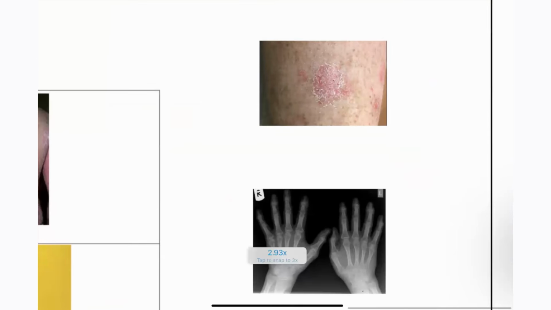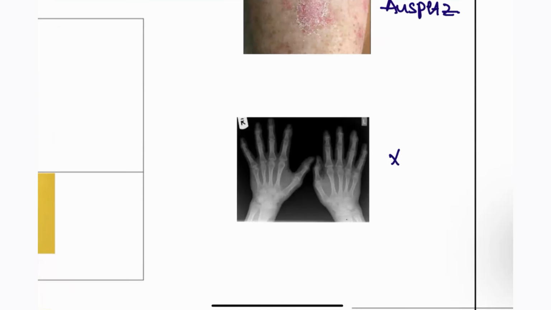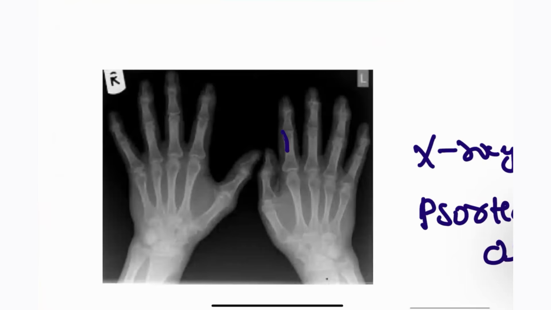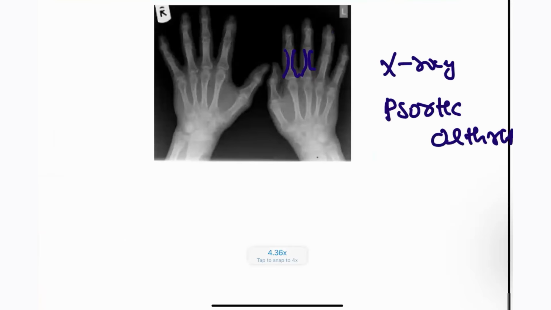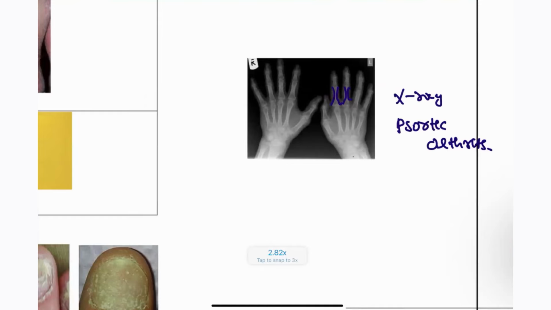Next, this sign is known as the Auspitz sign. And what is this X-ray showing, guys? This is psoriatic arthritis. A psoriatic arthritis patient will have this. Like this, destruction will be seen in this patient. A pencil-in-cup appearance or sausage-like digits will be seen on the X-ray.